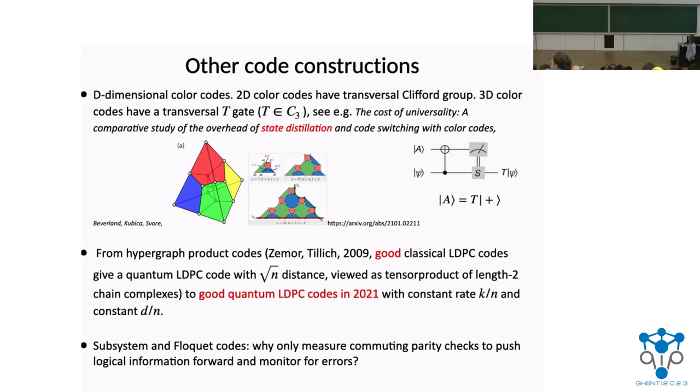But this thing with the square root n, I think for a long time was like, okay, maybe there's some limit. We can only get the square root n distance if we also want a constant rate. Right? Good quantum LDPC codes do not necessarily exist, perhaps. Okay, but this was proved to be clearly false with various papers in 2021, various authors, which I'm not listing here. So that's a cool new development, although the impact on practical quantum error correction fault tolerance is still not entirely clear. All right, so I want to talk now about subsystem and Floquet codes.